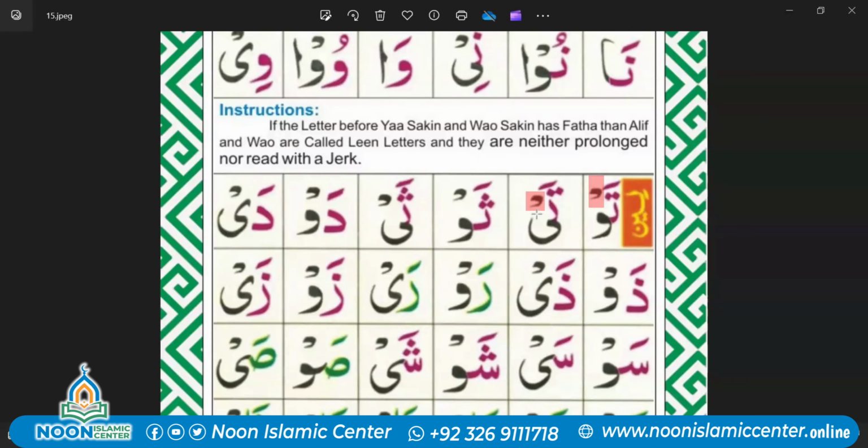So now let me explain what the Leen letters are. Whenever we have Fatha before Sakin alphabet, like Waw, so whenever we have Fatha before Waw Sakin, this is called Leen letter. And the second Leen letter is Ya. Whenever we have Fatha before Ya Sakin, this is called Ya Leen. The first one is when we have Waw, so this is called Waw Leen. And when we have Ya, this is called Ya Leen. And we have only two types of Leen letters, Waw and Ya.